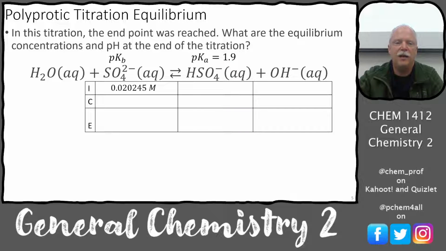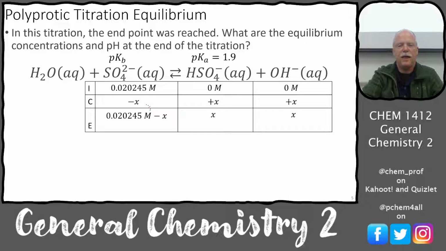We start out with that amount of sulfate. We have 0 moles of this hydrogen sulfate ion and 0 moles of hydroxide. And then we lose our reactant, we gain our products. And for this first one, we're going to assume this is a weak base, and so it's going to just move a little bit. X is going to be small, and so we're going to have that assumption, 0.02 and X and X.